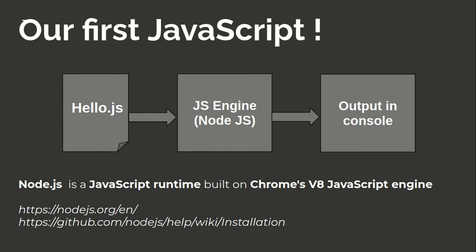A simple introduction about Node.js is that it's a JavaScript runtime built on the Chrome V8 JavaScript engine. That means there are a lot of other JavaScript engines as well, but the main and most famous one is Chrome's V8 JavaScript engine. To start with JavaScript as a programming language, we are just going to use Node.js.